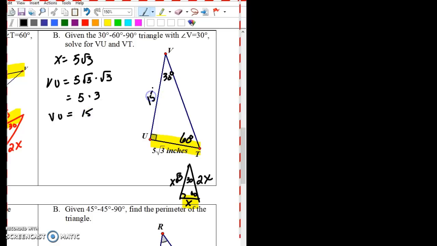So this is 15 inches. And VT is 2 times x. Well, x is 5 square root of 3, so it's 2 times 5 square root of 3. So VT is 10 square root of 3 inches. All right, so the key is to figure out which side they give you and what's the corresponding side of its similar triangle that we learned about on Friday.